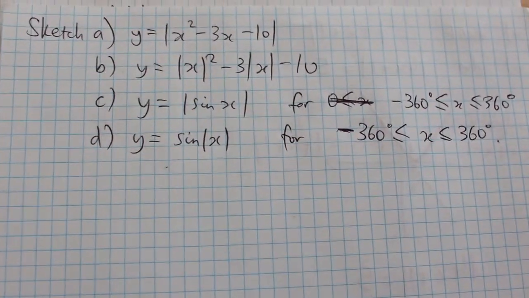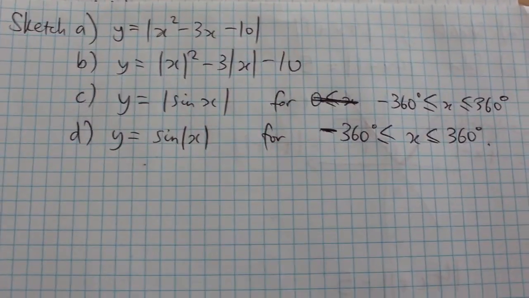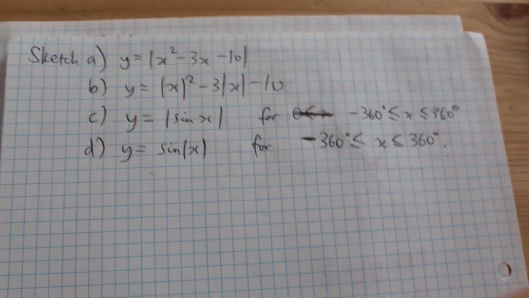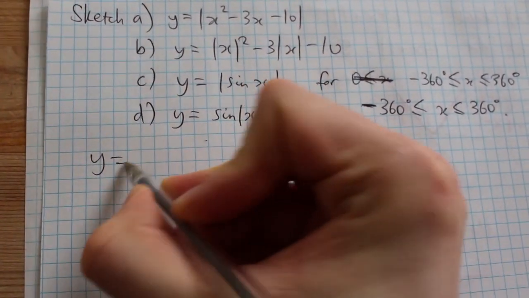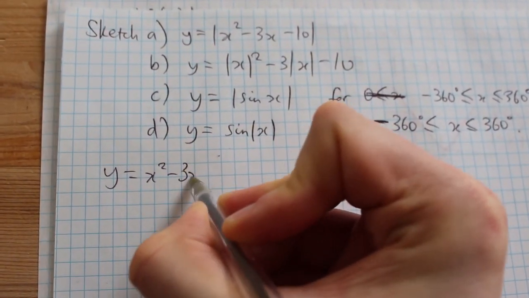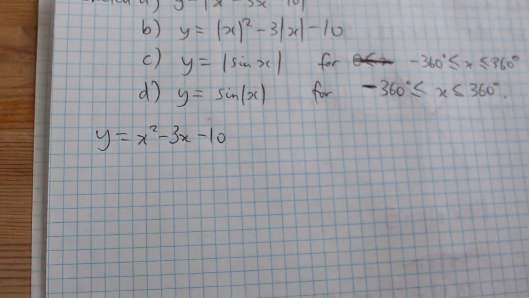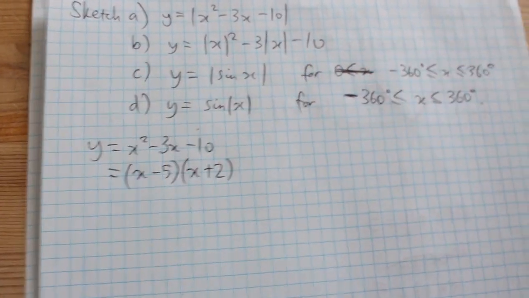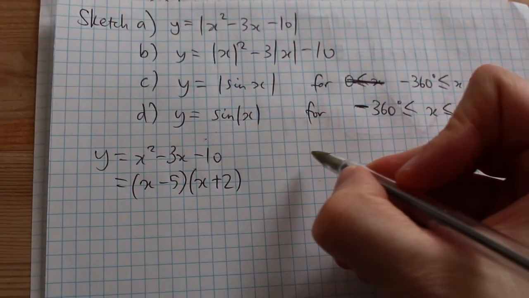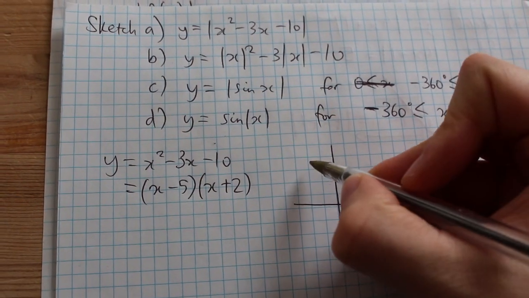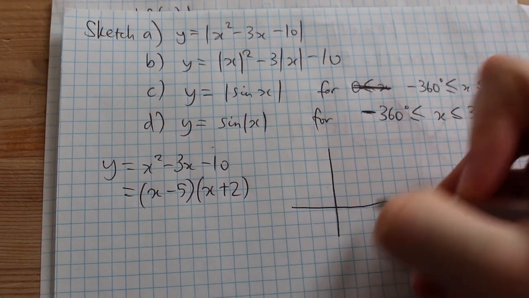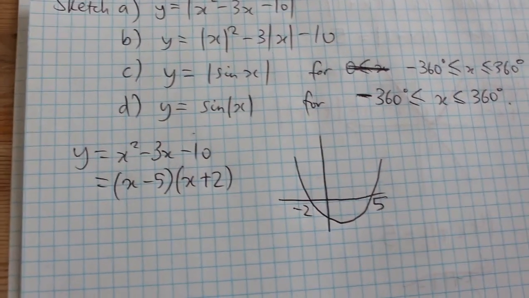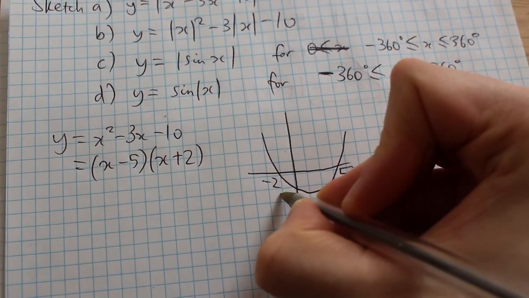So we want to sketch firstly y equals the modulus of x squared minus 3x minus 10. It might help us at first just to draw y equals x squared minus 3x minus 10, because we see immediately this factorizes as x minus 5 times x plus 2. So this crosses the axes at x equals -2 and x equals 5, like so. And we know this point here is -10.